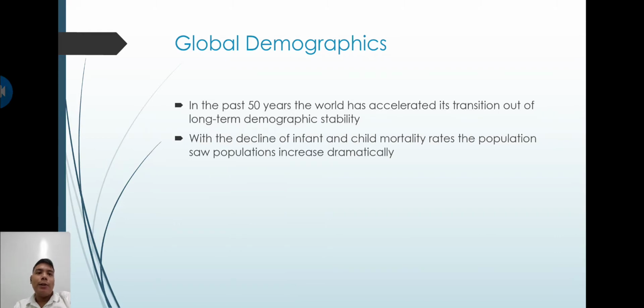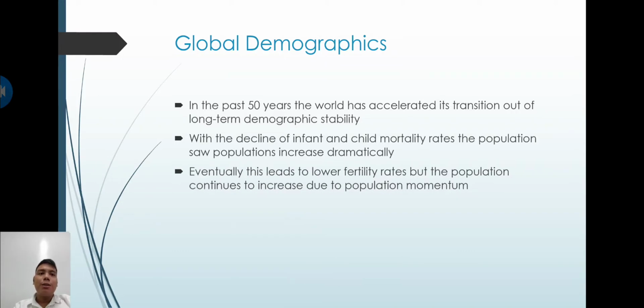So with the decline of infant and child mortality rates, the population saw a dramatic increase. In other words, there was a great increase in population due to the decline. When we say decline, class, that is the decrease of both infant and child mortality rates. When you say mortality rate, that is the death rate. So there were fewer infant and child deaths.